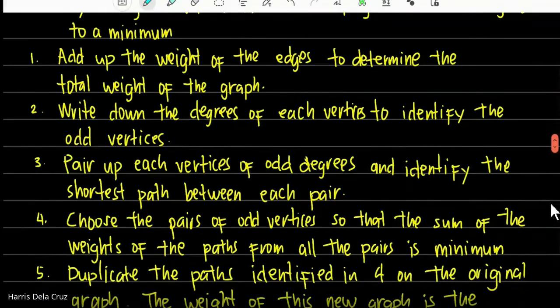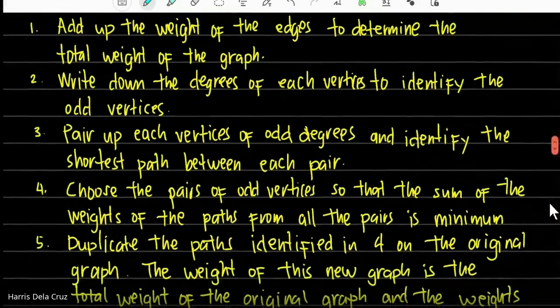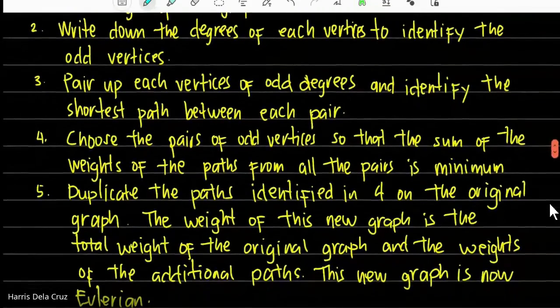So, once you have odd vertices, what you do is take the shortest distance between those two odd vertices. Now, the problem is, what if there are more than two odd vertices? What if there are other odd vertices? So, what you do, a little probability, you get the possible combinations. Number 4, choose the pairs of odd vertices so that the sum of the weights of the pairs from all the pairs that we have is minimum.